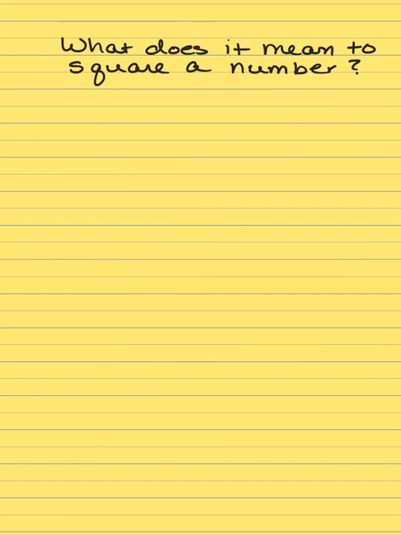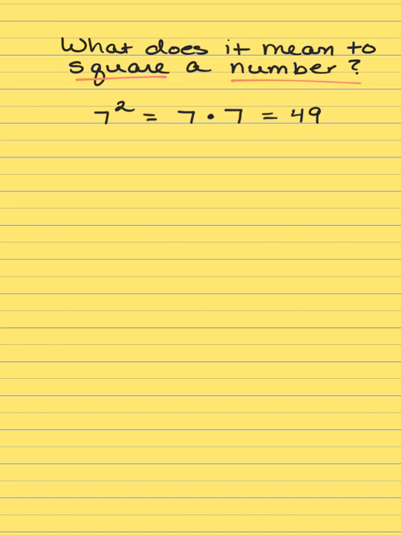All right, so our first topic is what does it mean to square a number? When we square a number, that means we're raising it to the second power. So for example, if we have 7 squared, that means we're taking 7 and multiplying it by itself. When we raise numbers to a power, that power is telling us how many times we are multiplying the number by itself. So 7 squared is equal to 7 times 7, and that would equal 49.